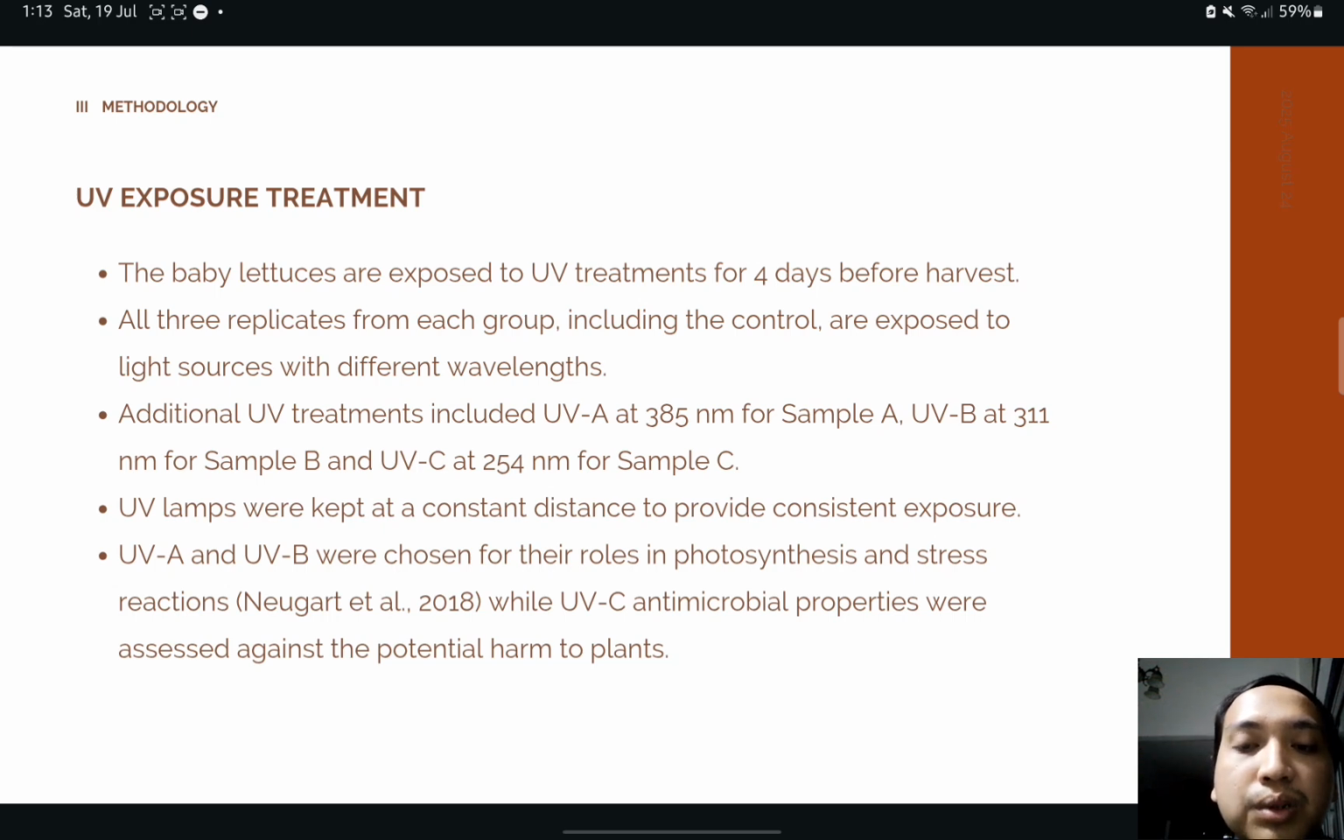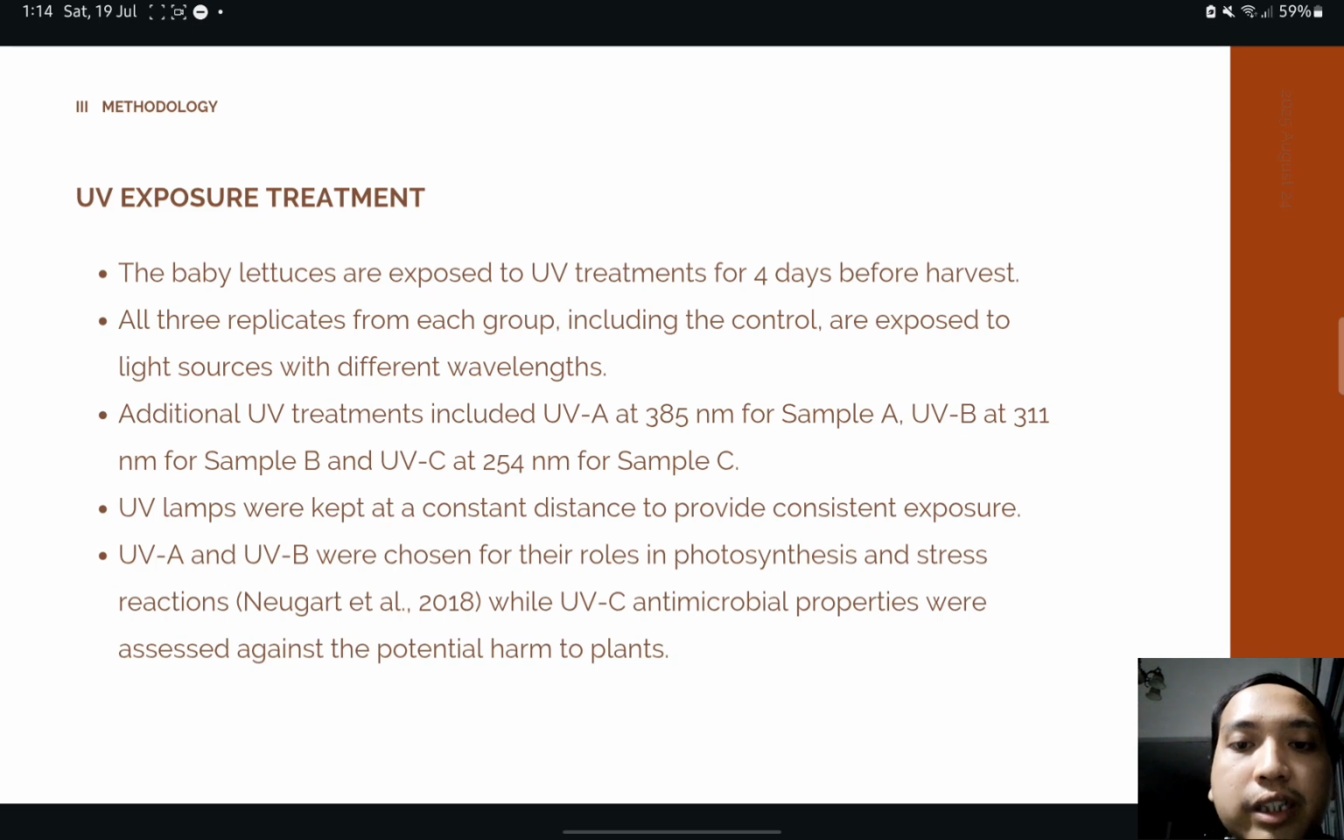The baby lettuce are exposed to UV for 4 days prior to the harvest. All three replicates from each group, including the control, are exposed to the light source with different wavelengths. The UV treatments included are UVA at 385 nanometer for sample A, UVB at 311 nanometer for sample B, and UVC at 254 nanometer for sample C. And as our control, the UV lamp was kept at a constant distance to provide consistent exposure between baby lettuce.